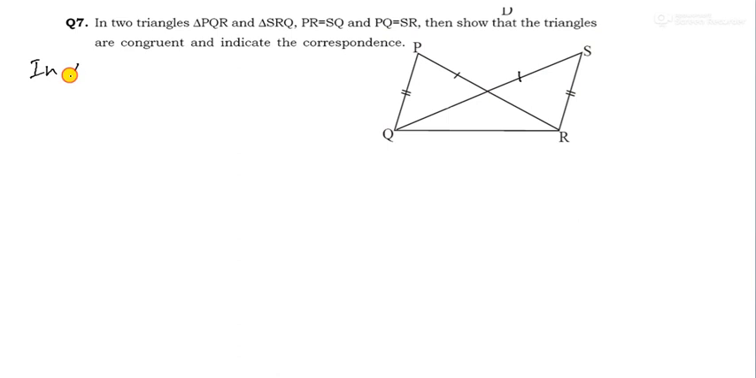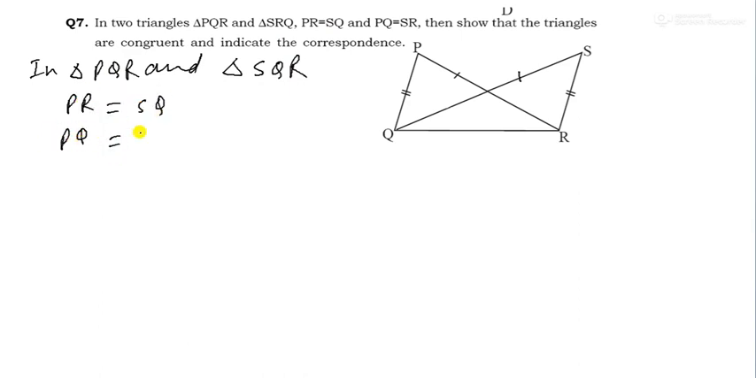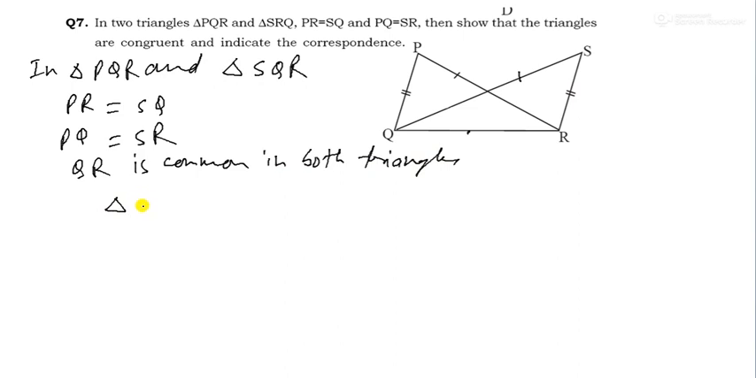So you can write here, in triangle PQR and triangle SQR, first of all you can write PR is equal to SQ and PQ is equal to SR, and QR is common in both the triangles. So you can write QR is common in both triangles. So that triangle is congruent. So triangle PQR is congruent to triangle SQR. So that is the answer.